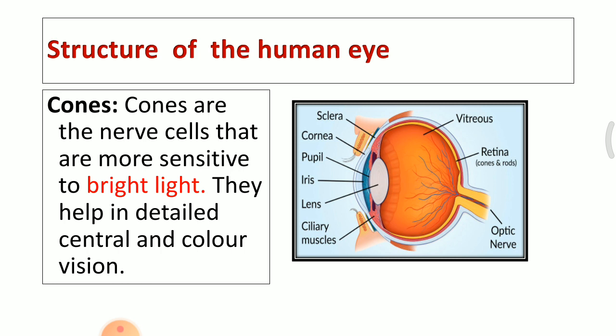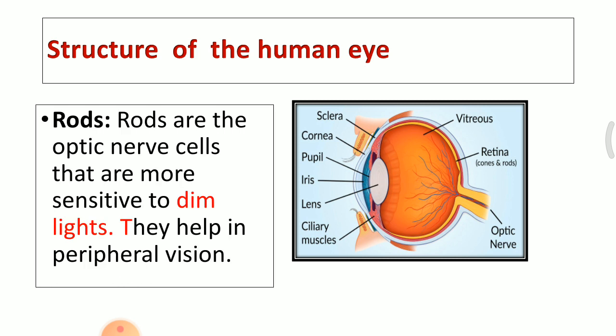So the color of the image is sensed by the cone cells. The cone cells are activated when bright light enters our eye. Rods are the optic nerve cells that are more sensitive to dim light. So when dim light enters our eye, the rod cells are activated. They help in peripheral vision.